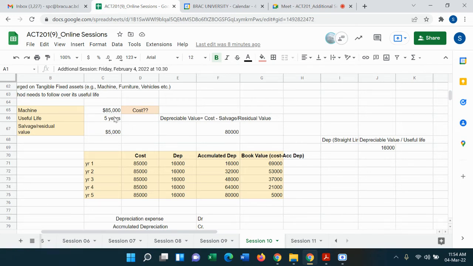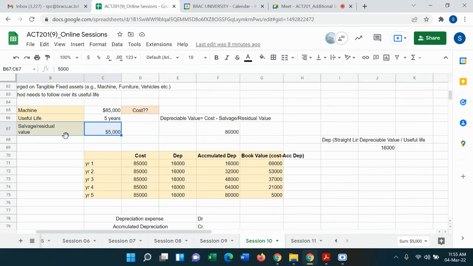This organization, for example, had a machine with a cost of $85,000, and when any fixed asset is purchased, we also need to estimate some other things. One is useful life, how long we can use it, and what might be the residual or remaining value after the useful life. That is known as salvage value. So these are the things we need to estimate. Basically, these three things. We need to find out what is the total cost incurred to acquire this asset, how long we can use it, the useful life, and whether there is any salvage value or not.